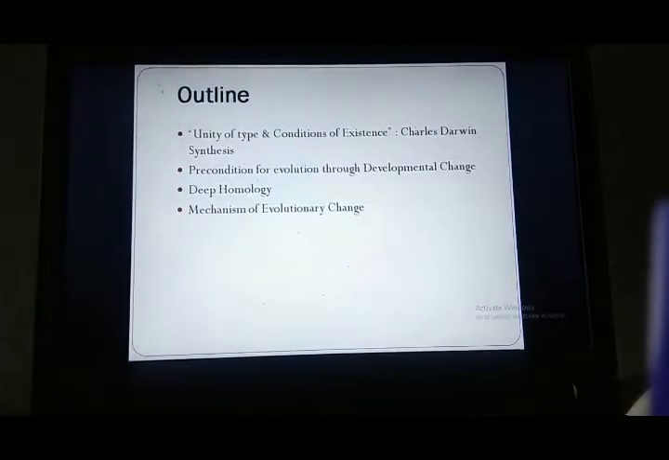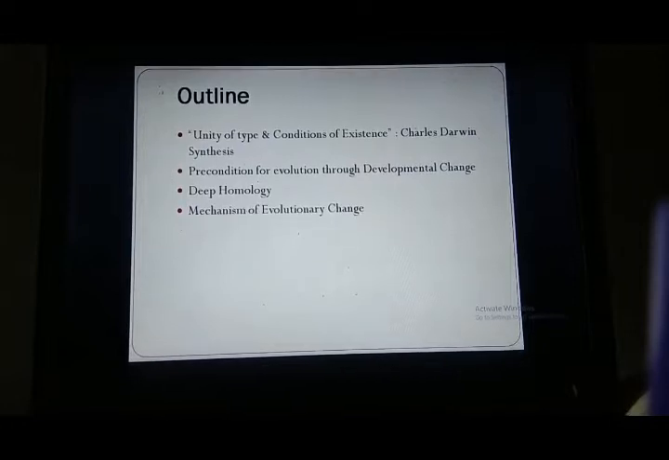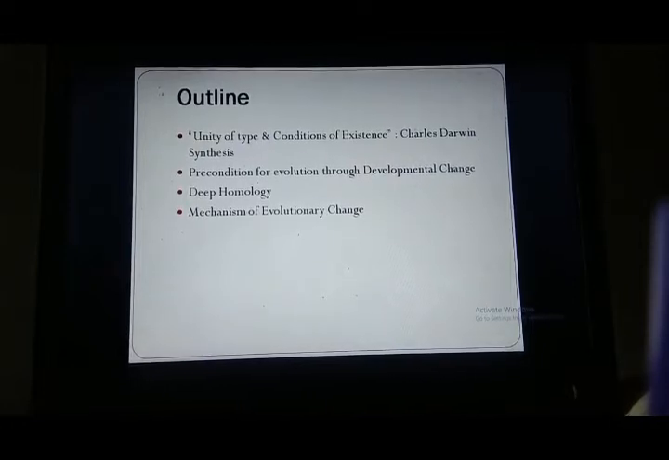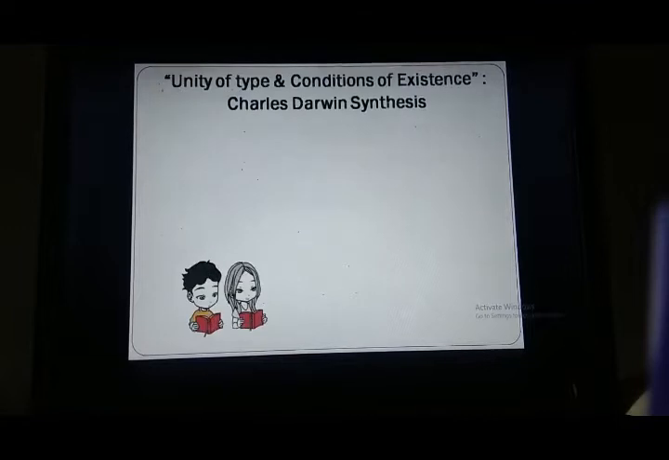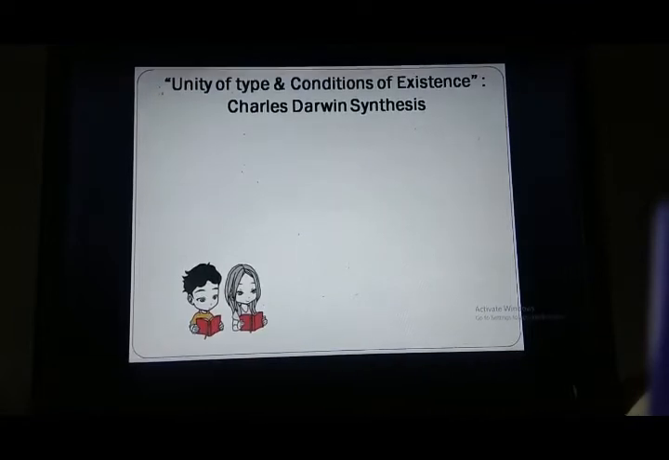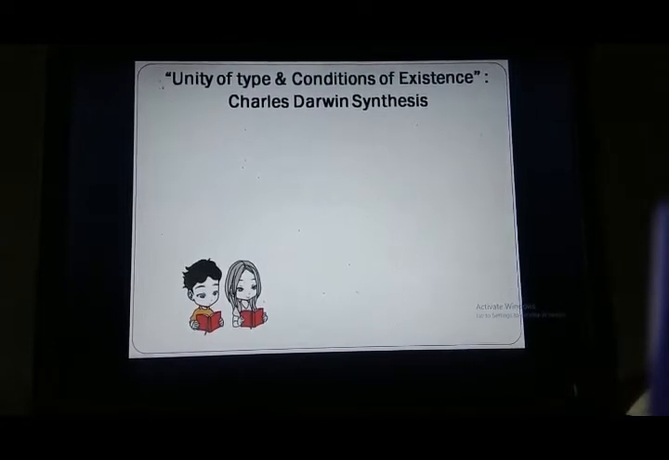The first will be explained by me, with our outline. The first is the unity of type and condition of existence by Charles Darwin's synthesis. The second is the precondition for evolution through developmental change, deep homology. And the last is the mechanism of evolutionary change. So the first is the unity of type and condition of existence, Charles Darwin's synthesis.